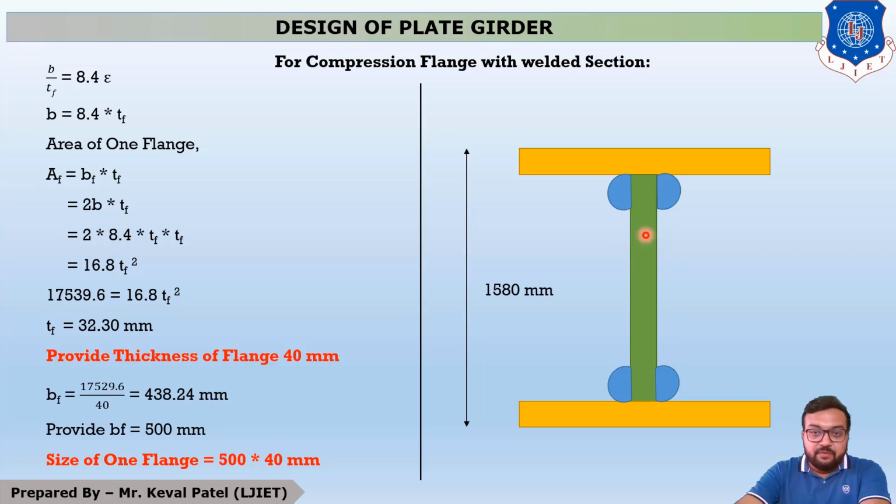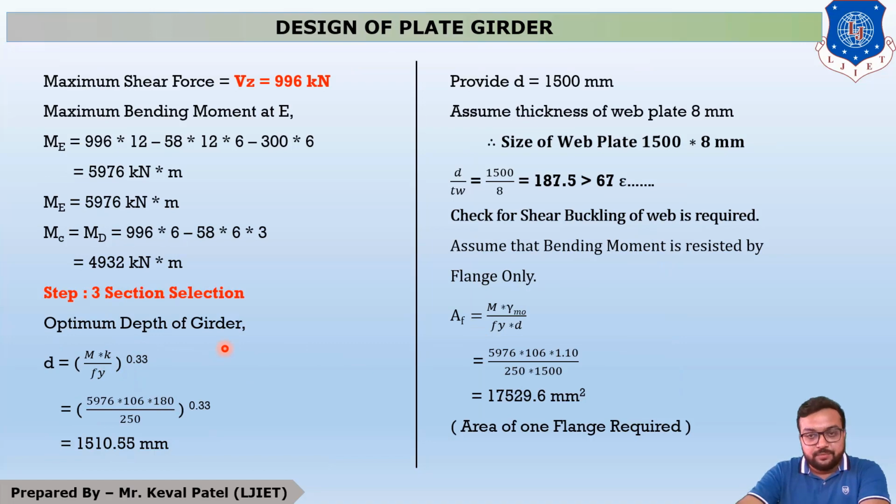Okay, so whenever we have to find out the optimum depth of girder, the equation of small d is (M k / fy) raised to 1/3, in which we have to put capital M. It means the maximum bending moment for which we have to design, and it is 5976 into 10 raised to 6, into k. Now, this k is our coefficient based on whether you have to provide any stiffener or not. It is already discussed that there are three types of example in this chapter. First, there are no stiffeners provided. So, for that case, we put the value of k as 150.